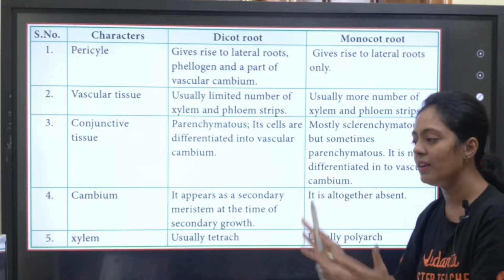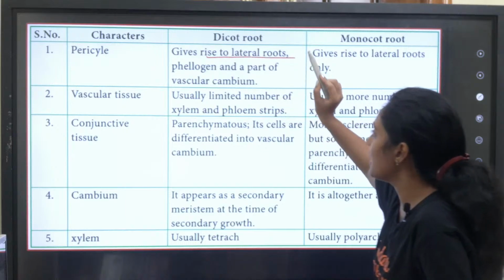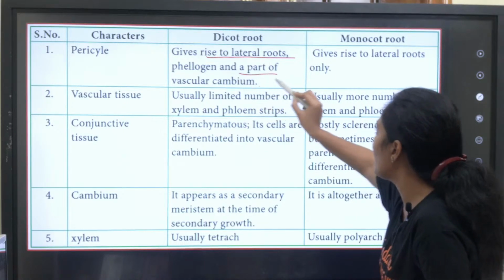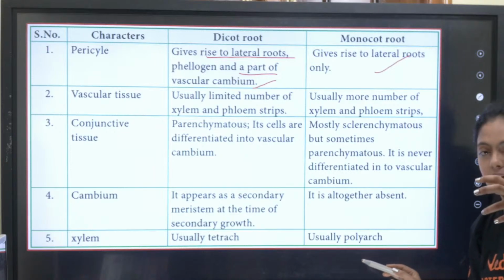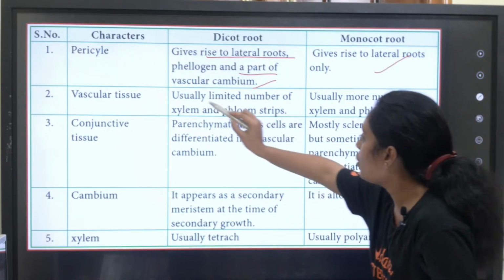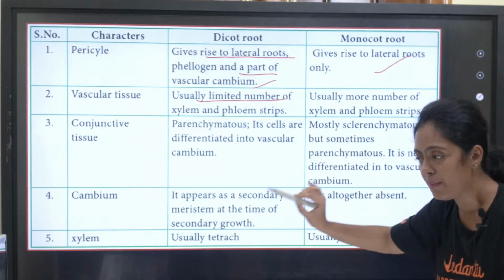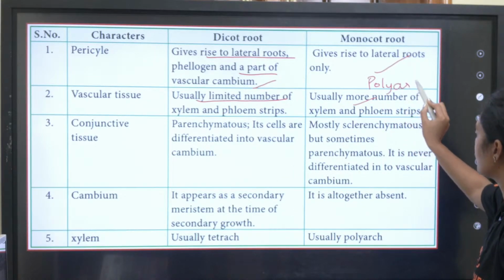Very nicely they have given dicot root and monocot root. Here it gives rise to lateral roots as a part of vascular cambium. It gives rise to only lateral roots. That's something related to your secondary growth. Then you have vascular tissue, usually a limited number of xylem and phloem. Here it is more, so we call it polyarch.